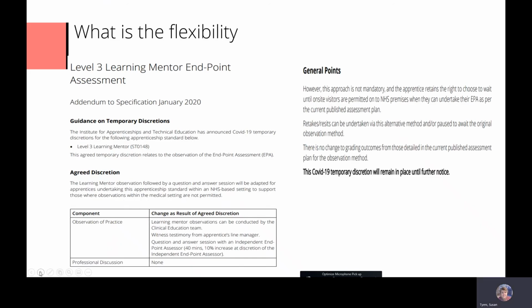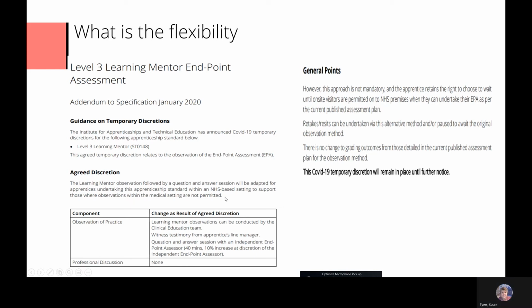So what is the flexibility? For Learning Mentor endpoint assessment, it's a temporary relaxation of observation of practice. The learner mentor observations can be conducted by a clinical educational lead, with witness testimony from the apprentice's line manager, and a question and answer session with an independent endpoint assessor, which lasts around 40 minutes. This is only for NHS-based assessments.